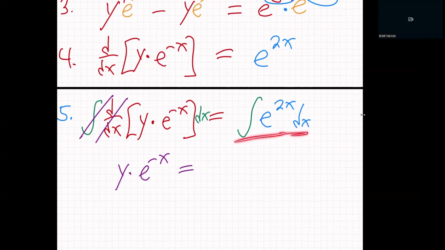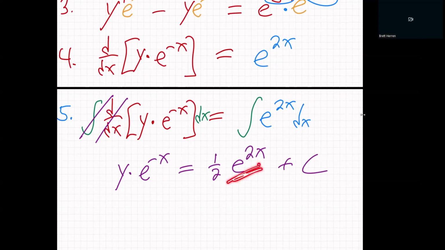Now, on the right side, we're going to have to actually do the integral because there's not a derivative to cancel it out. On the left side, we had an integral and a derivative. They cancel each other out. Here we just have an integral. So we got to do that integral. What's the integral of e to the 2x? It's a half e to the 2x. And then we got to put a plus a constant. Right? Because if you took the derivative of this, you go times 2 and then cancel that 2 out, and it goes right back.